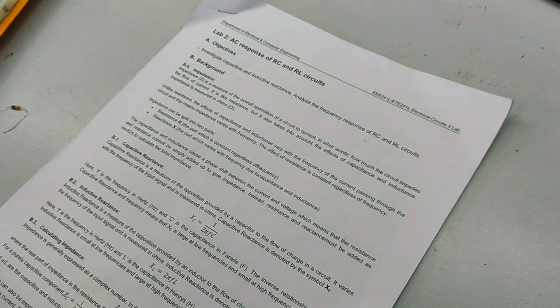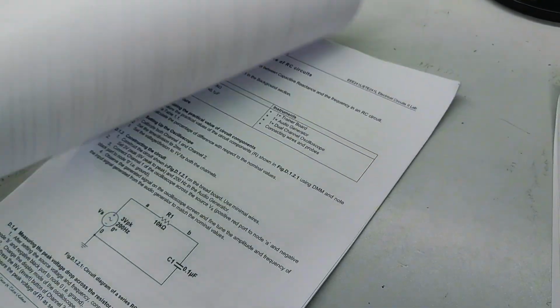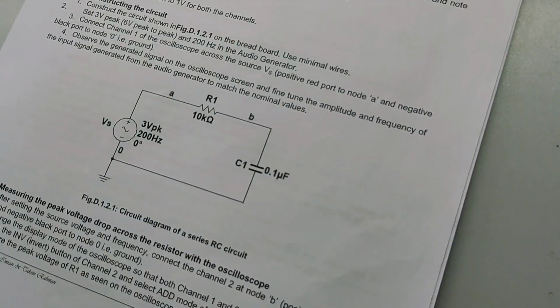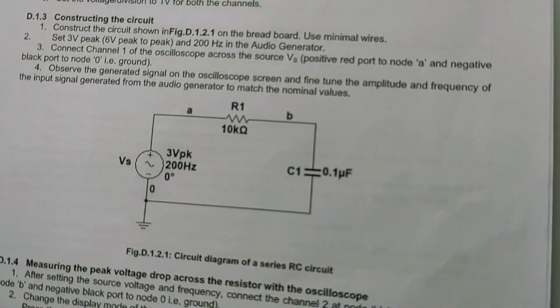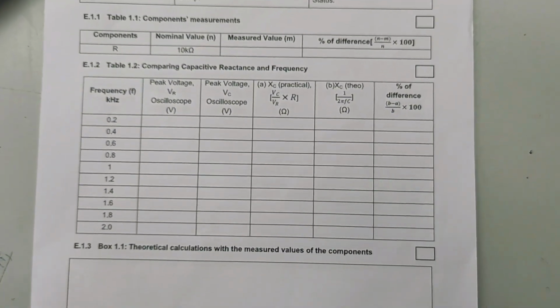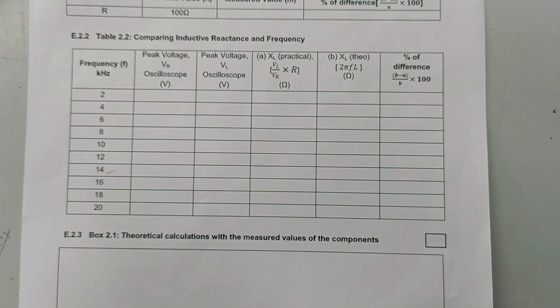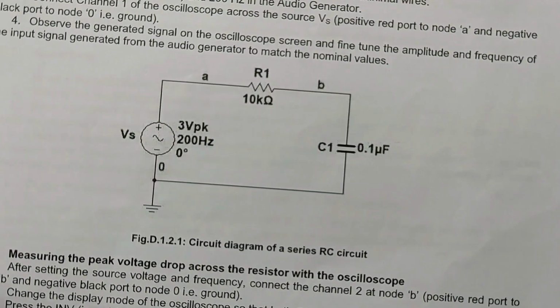Going to perform Lab 2, AC response of RC and RL circuit. First, let's begin with the RC circuit. Here is the circuit diagram we will be using, and this is the data table that needs to be filled in.